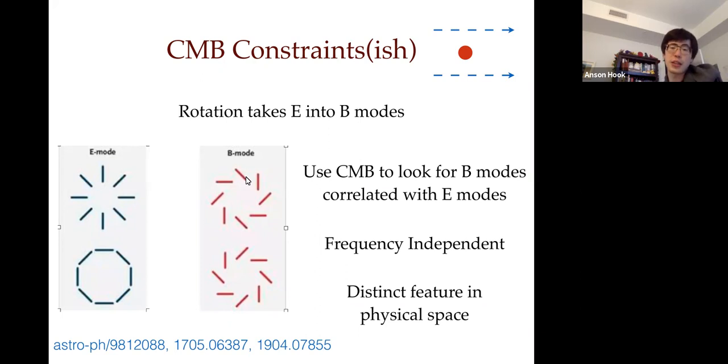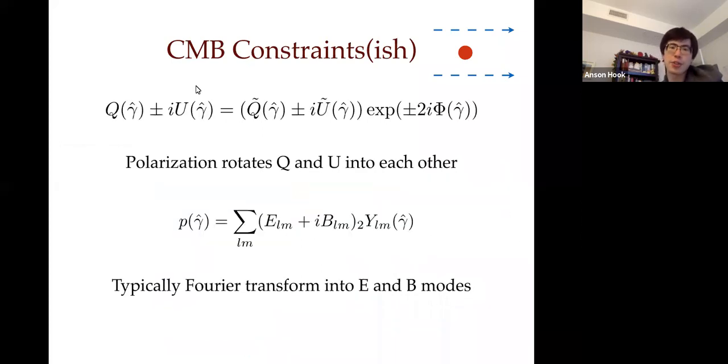And it does so in a nice way of getting rid of backgrounds: the effect I'm talking about is frequency independent. There are polarization rotations in the CMB from foregrounds and things like that, but they're all frequency dependent, and so people think they know how to subtract that off. So what they do is they take the standard Q and U parameters. Q and U are basically how polarized it is in the X direction versus 45 degrees off of the X direction. These are just the standard Stokes parameters for how you measure an electric field, its magnitude, and how polarized it is in any particular direction. And a CMB polarization rotation rotates these.